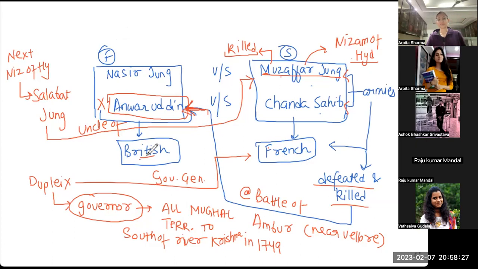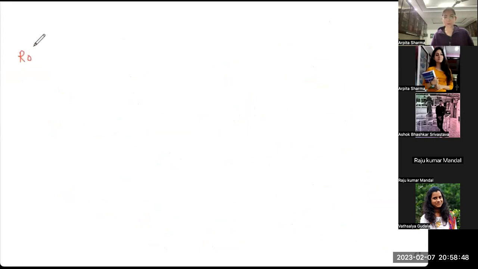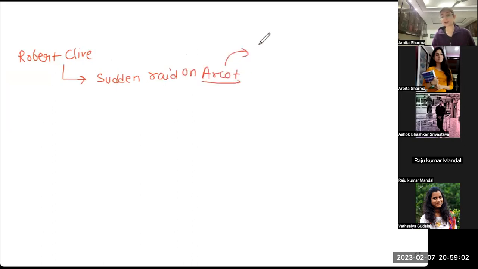But now Britishers, they were on the defeating side. So Robert Clive again was sent to India. When he came to India, he saw that Britishers are losing the battle. So Robert Clive, what he did, without any planning, without any warning, without any intimation, he comes and suddenly raids the Arcot region. Arcot was the capital of Carnatic, the heart of Carnatic.